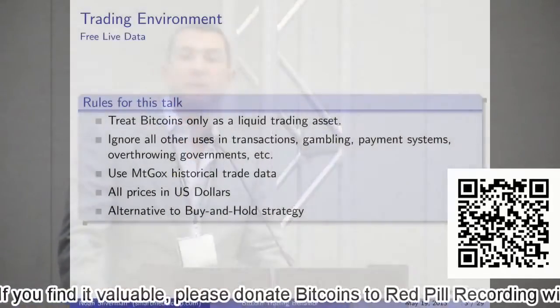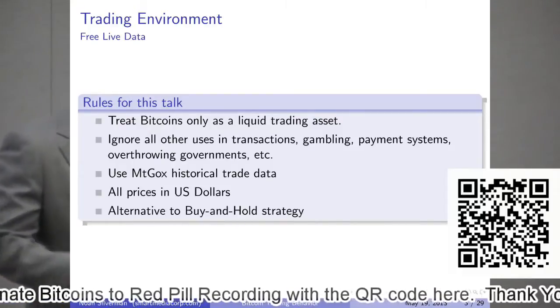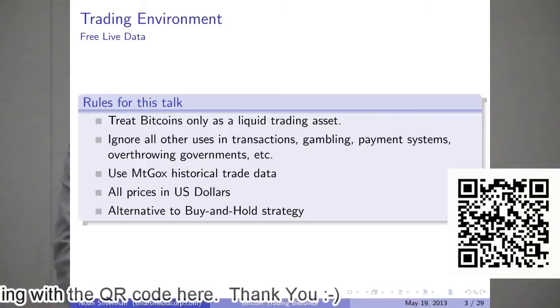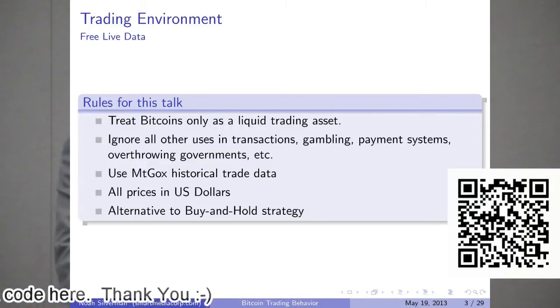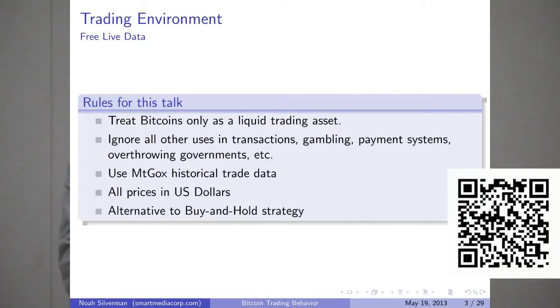A couple rules for this talk. When you deal with a large amount of data, there's a million ways to interpret it, so you have to have some guidelines. We're going to treat Bitcoins only as a liquid trading asset. We're going to ignore their use in transactions and overthrowing governments and all the other fun stuff. We're just going to treat it as an asset.